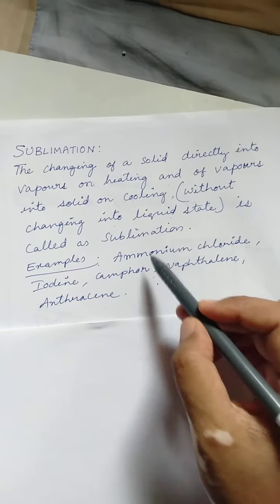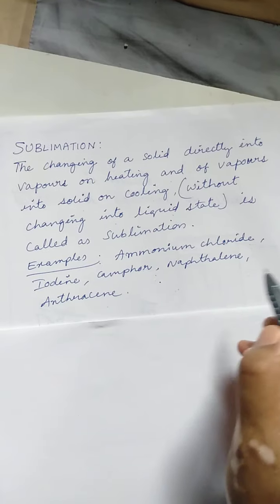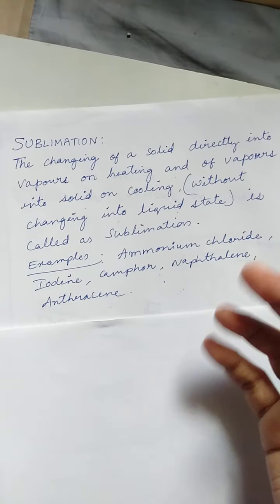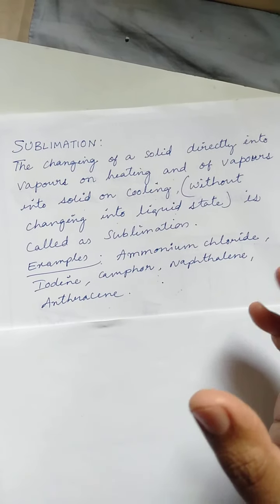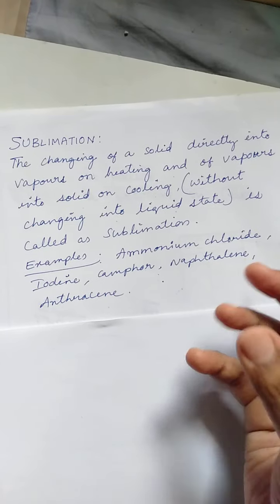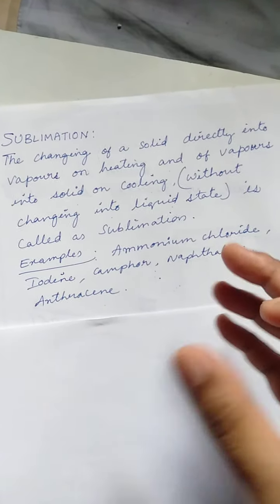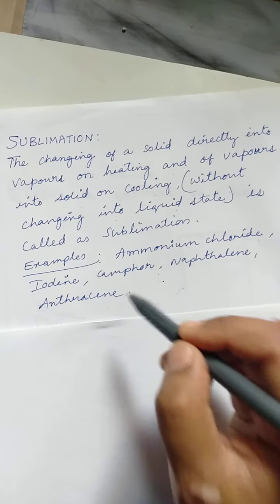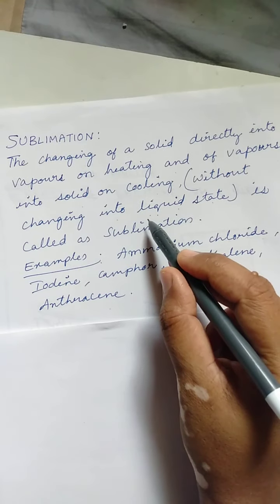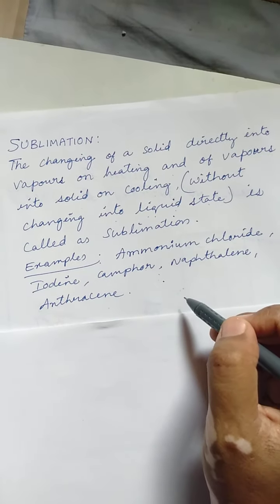Now what happens when these solids are heated? When these solids are heated, their particles move so quickly that they separate completely to become vapor. And these vapors, when cooled, slow down so quickly that they become fixed to form solids. That is the reason why they don't go through the liquid state during the interconversion of matter.